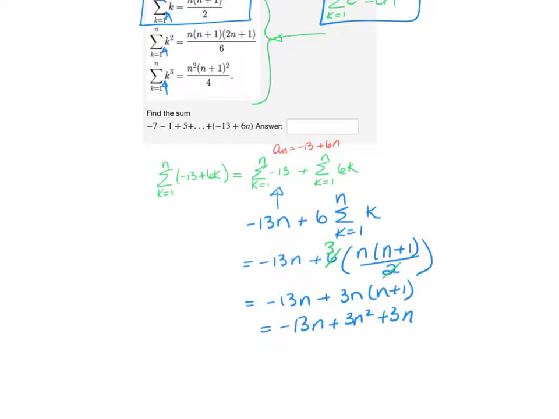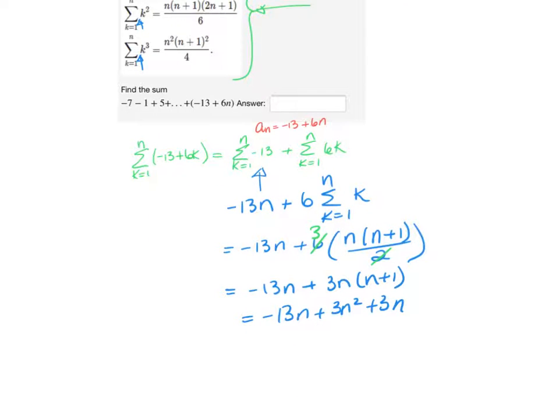So my final answer that I'm going to put in my homework up here is going to be 3n squared minus 10n. So that's 3n squared minus 10n, and that's what I'm going to put in as my answer.